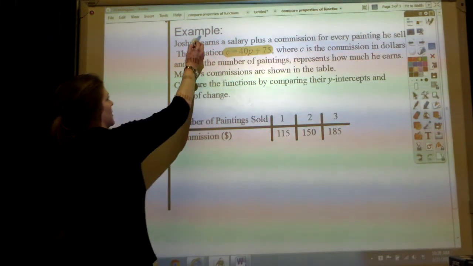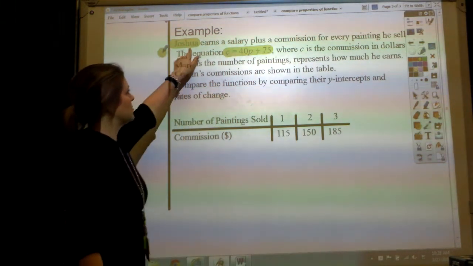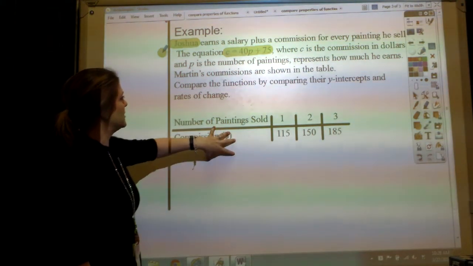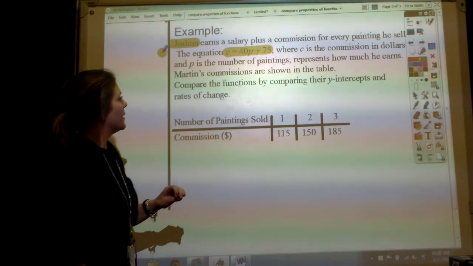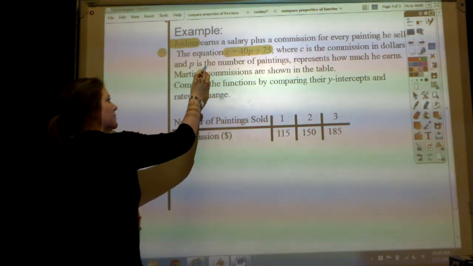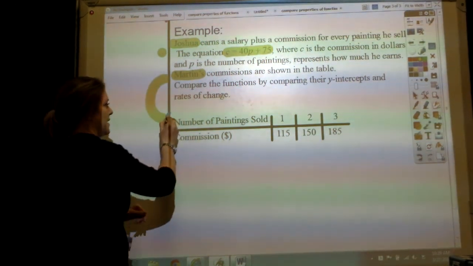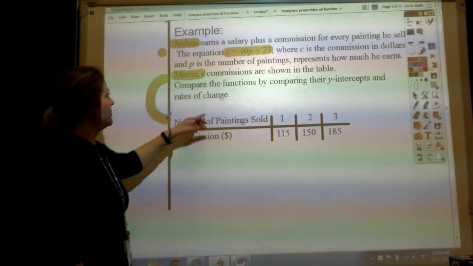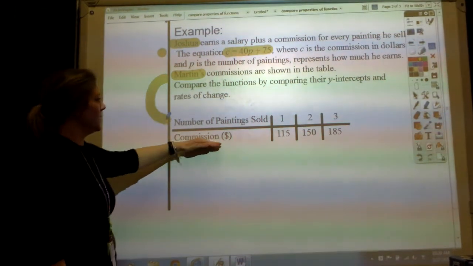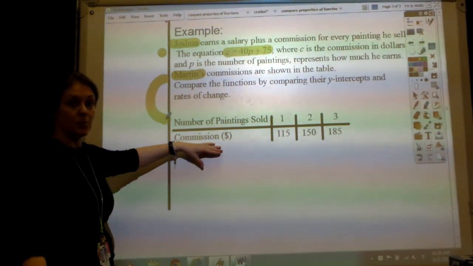So this is Joshua. Joshua is represented with an equation. Martin's commissions are shown in the table. Compare the functions by comparing their y-intercepts and their rates of change. So Martin has the table. So we have Joshua being explained through an equation, Martin being represented through a table.